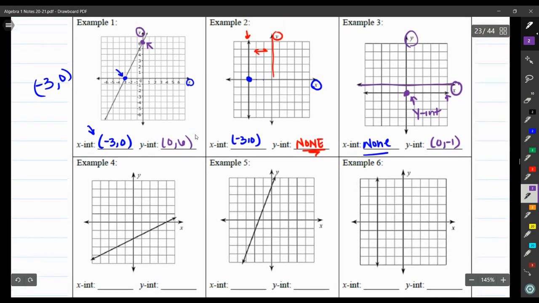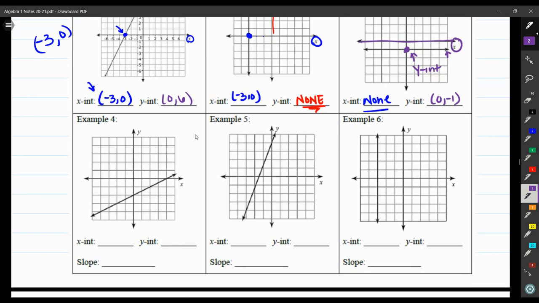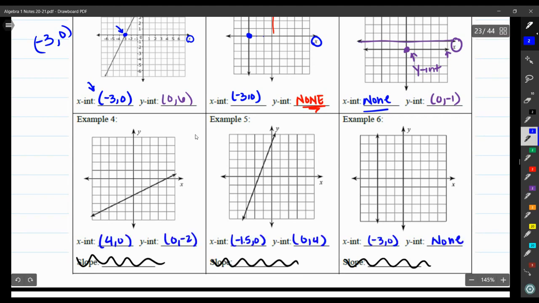Now you try the next 3, 4, 5, and 6. See if you can find the x-intercept and the y-intercept. You should have had for examples 4, 5, and 6. Please ignore the slope line. We'll talk more about that in a couple days.